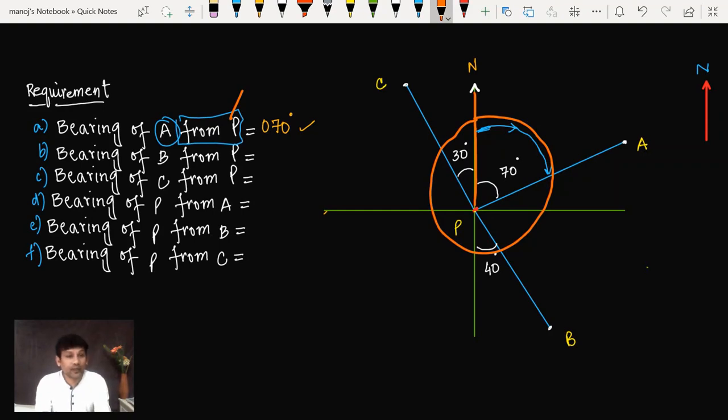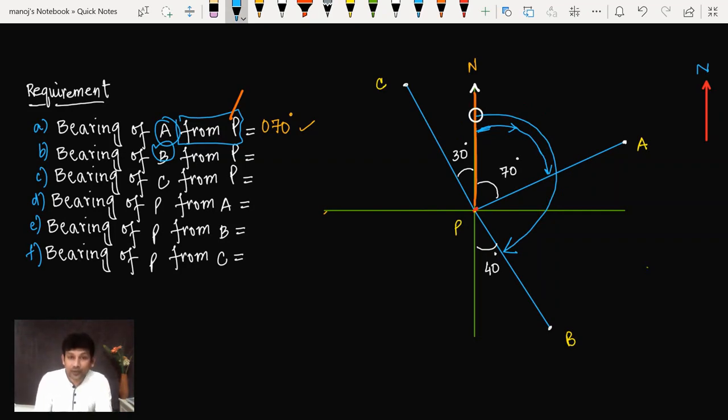Okay. Now, what do I have to do? P is having north and I will travel from P till B. Here B is given. I have to move till B, from north clockwise on the circle. I have to travel on the circle till point B, and then I will erase this circle using a pencil. You have to draw this.